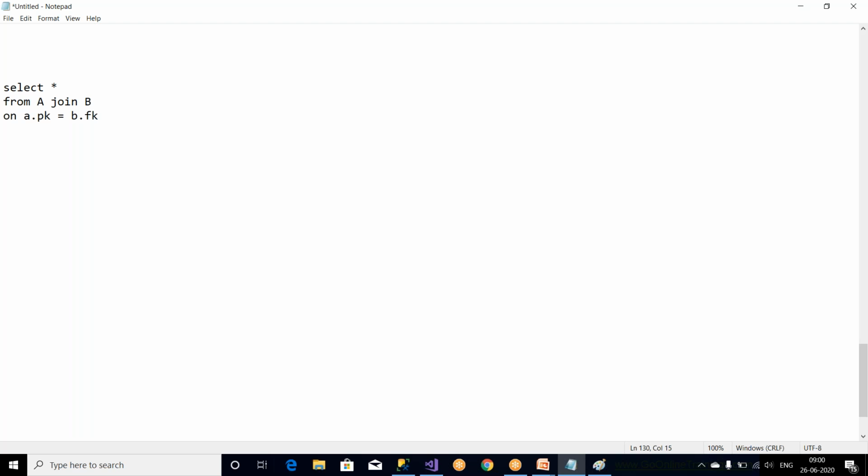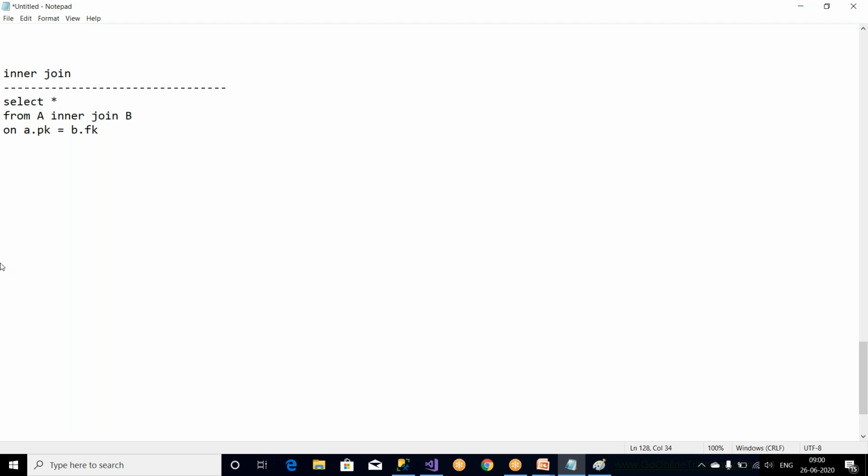If you want to join two tables in SQL or in Oracle RDBMS, this is the syntax. If you say join, it is inner join, or you can say inner space join. This is the inner join syntax. Clear? So if you want to join two tables, the inner join syntax is like this in SQL Server.